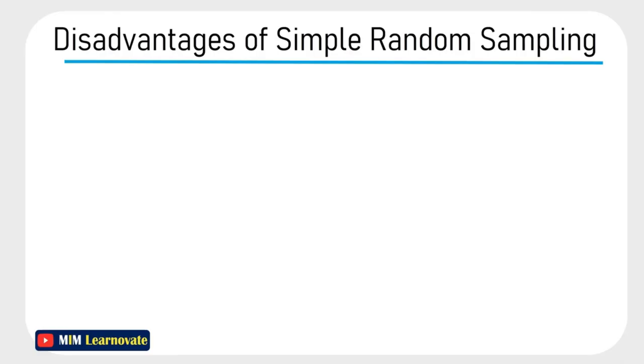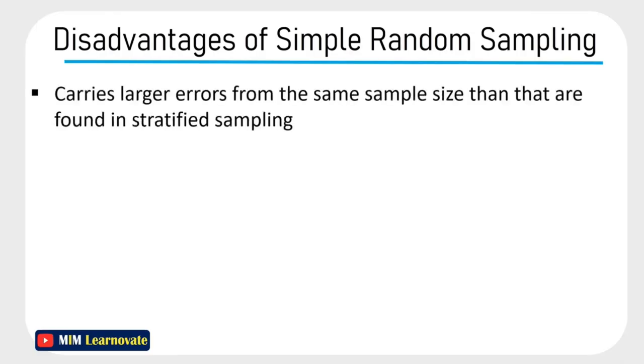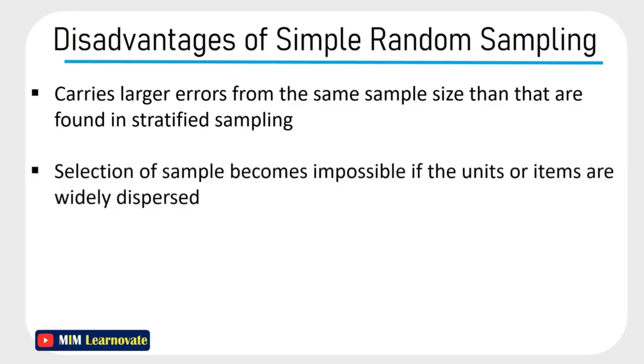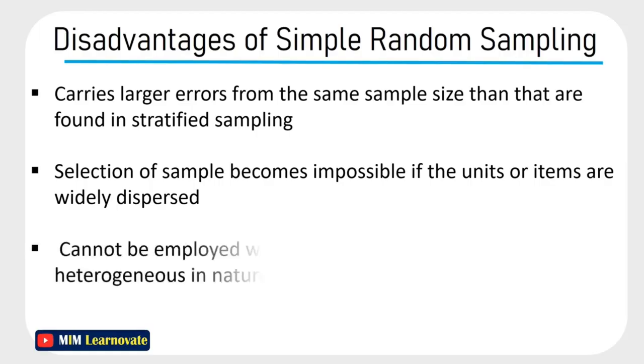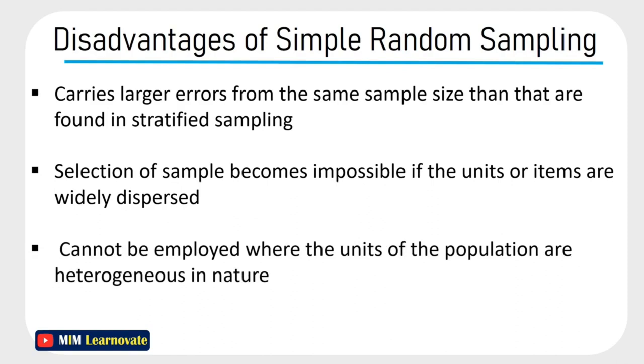Disadvantages of simple random sampling. This method carries larger errors from the same sample size than are found in stratified sampling. In simple random sampling, the selection of sample becomes impossible if the units or items are widely dispersed. One of the major disadvantages of simple random sampling method is that it cannot be employed where the units of the population are heterogeneous in nature.